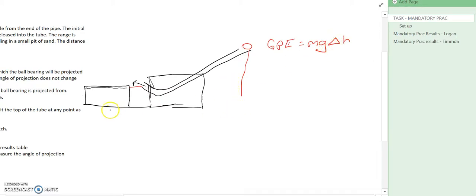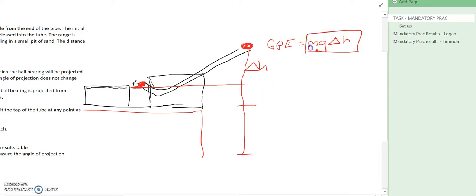This is sitting on the table. The delta h is not the distance from the floor to the table. The delta h is the distance that the ball actually drops, and in this case it's going to drop to the bottom of that tube. That is actually the change in height. So we can get the gravitational potential energy, and work out its difference, by using this formula, mg change in height.